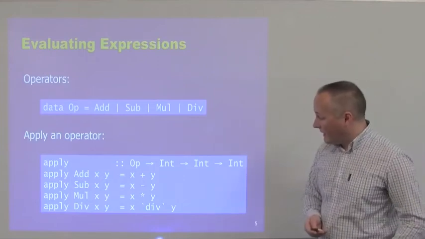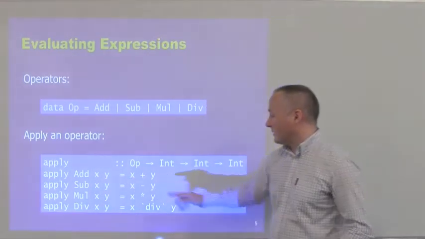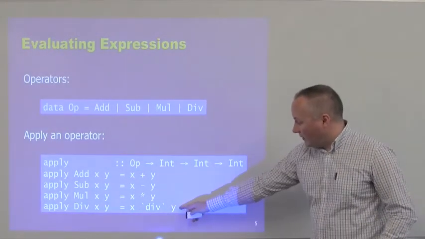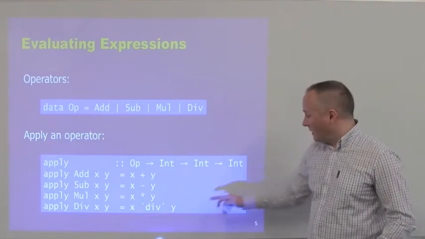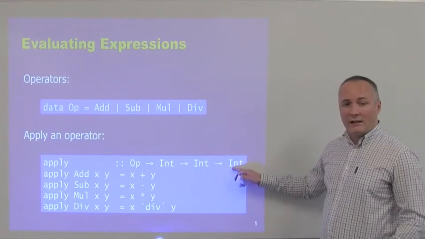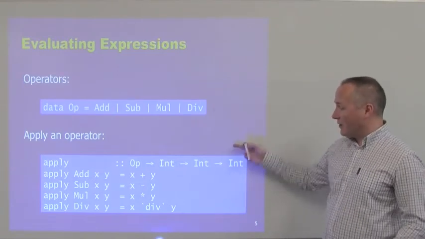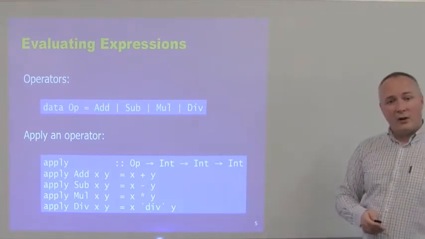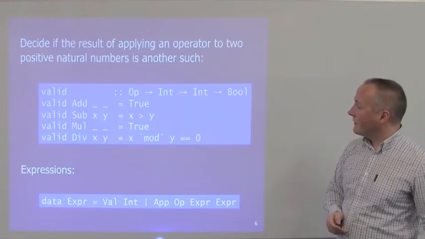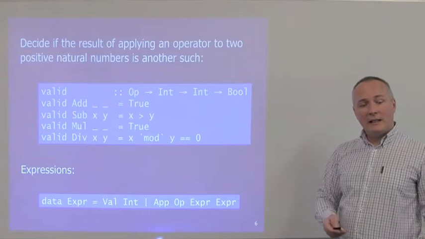So for example, in the case of add, if we apply the add operator to a number x and y, we just return x plus y. And note that here in the division case, we're using integer division to ensure that we actually get an integer as the output. Okay, so simple data type declaration, simple function which explains how to actually perform one of these operations on 2 numbers. The next thing we're going to do is define a little validity checker.